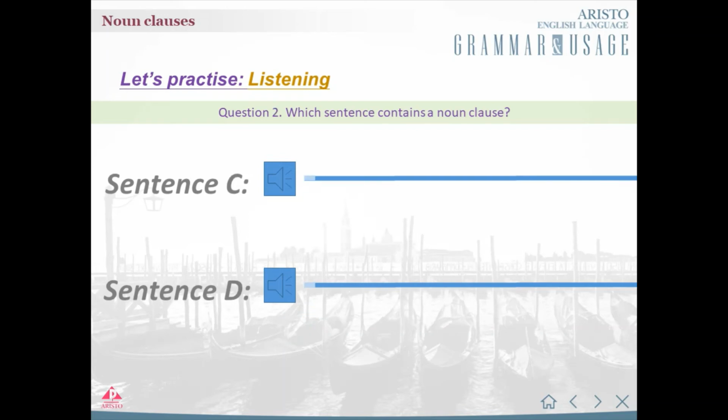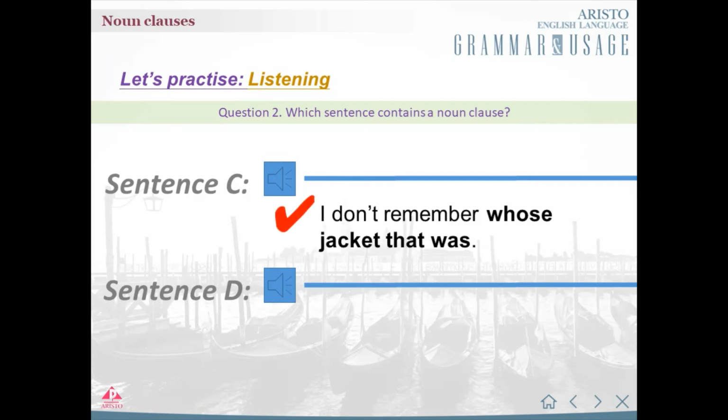Question 2. Listen to sentences C and D and decide which sentence contains a noun clause. C. I don't remember whose jacket that was. D. The one who is wearing a blue jacket is John. The answer is C. I don't remember whose jacket that was.